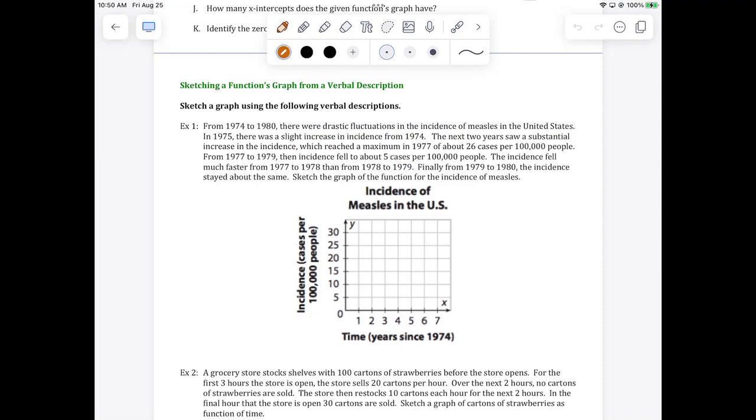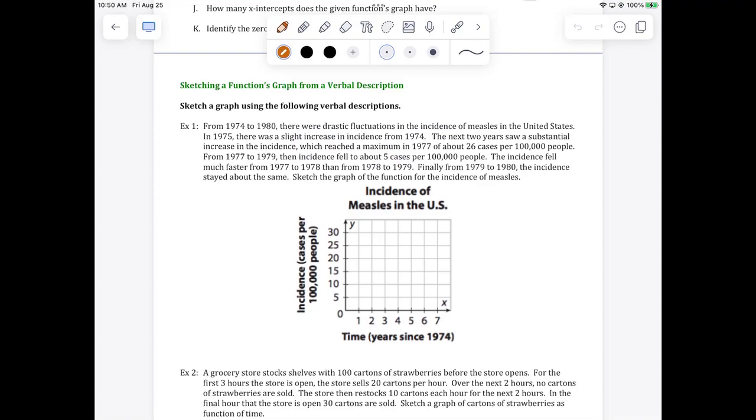Okay, so here's a story about measles. Not the best story about measles, but it is a story about measles. We have a graph here that we're going to start putting points on. I think we read this yesterday. Let's read it again. From 74 to 80, drastic fluctuations in measles. In 75, there was a slight increase, so it went up a little bit. But the next 2 years, it went up apparently even more. It reached a maximum of 26 cases per 100,000 in 1977. From 77 to 79, the incidence fell to about 5. And then it fell even much faster in the next 2 years. And then finally, in the last year, it stayed about the same. So it flatlined a little bit.